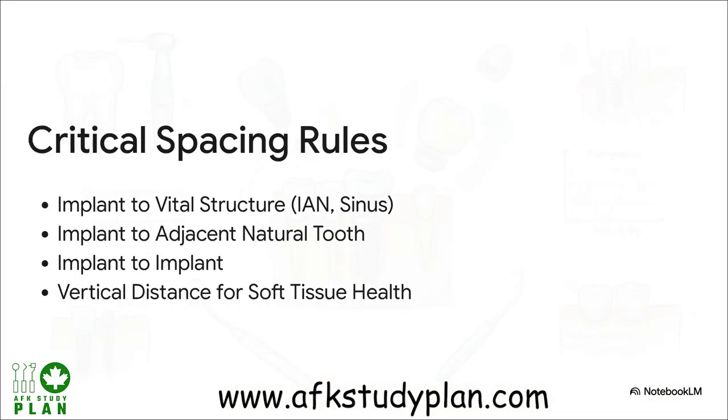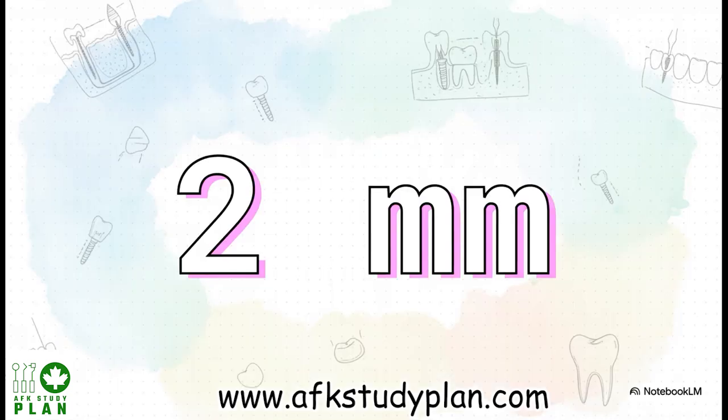Now, beyond bone quality, there are some hard and fast rules about spacing. Think of these as non-negotiable safety zones. You have to respect them to avoid major complications and to make sure the tissues stay healthy for the long haul. Let's break down the key numbers you have to know. Rule number 1, and this is a big one. You must always keep a 2 millimeter safety margin between the tip of your implant and the inferior alveolar nerve. This is absolutely non-negotiable. You do not want to risk nerve damage.